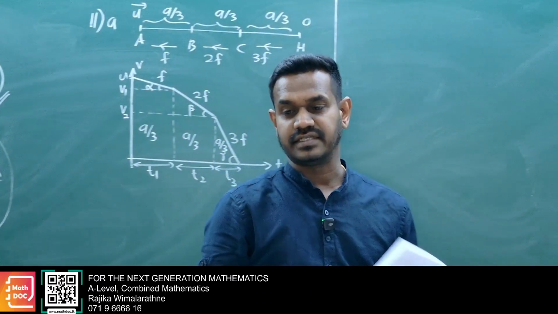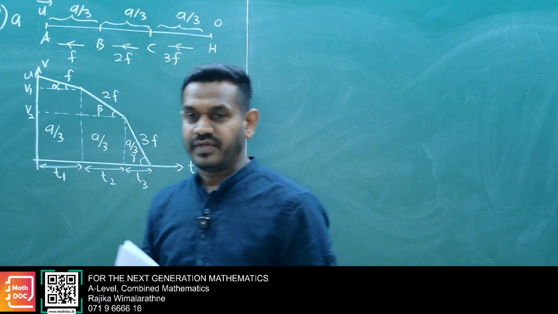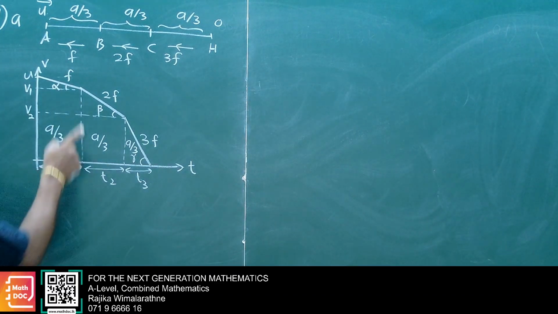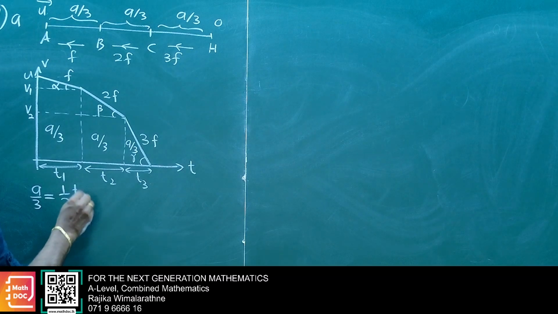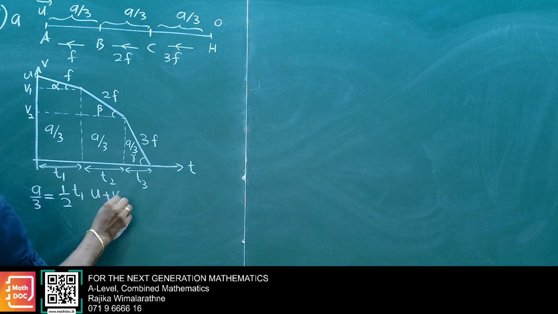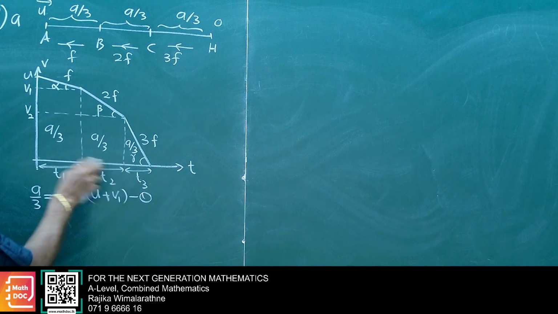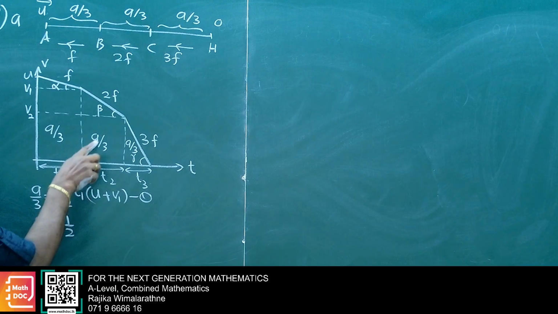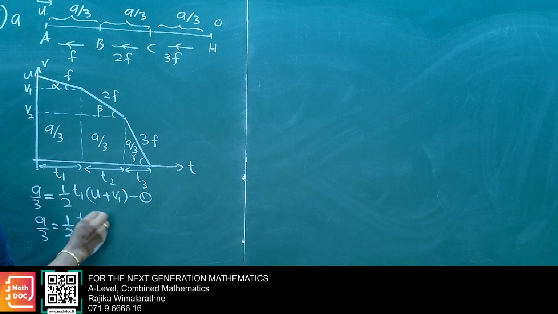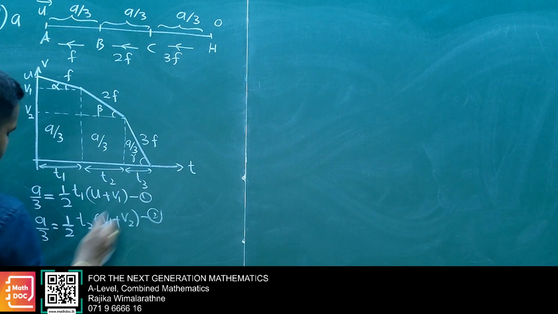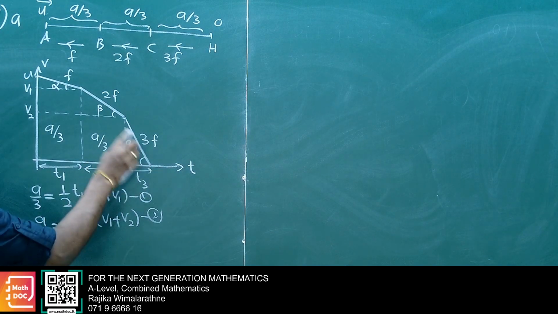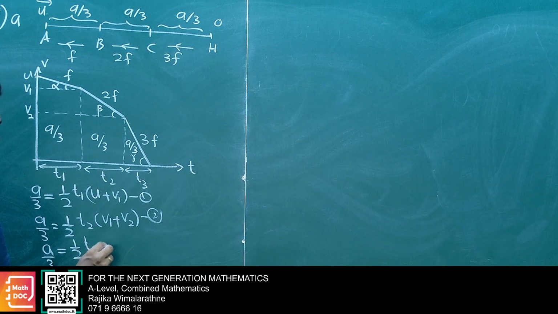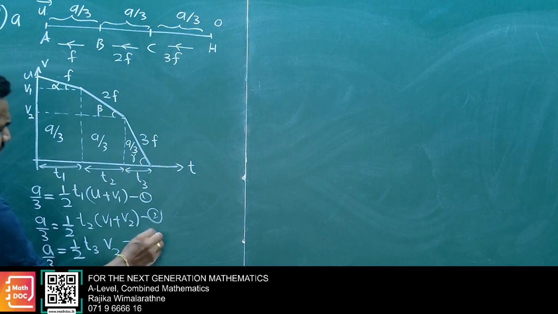Okay. Now let's write relations. First area relations. Here this area, A divided by 3, is given by half into T1 into U plus V1. That is the first one. Then A divided by 3 equals half into T2 into V1 plus V2. Second equation. Then A divided by 3 equals the area of this triangle, half into T3 into V2. Third equation, area relations.